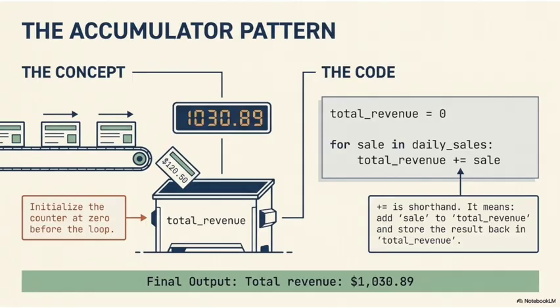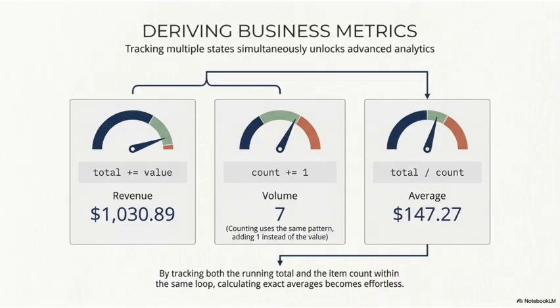The plus equals is shorthand. It is very important for us to understand. So total_revenue plus equals sale means take the current value of total revenue, add sale to it, and then store the result back inside of total revenue. It's equivalent to saying something like total revenue is equal to total revenue plus the sale. You'll use this pattern in virtually every data processing script you write.